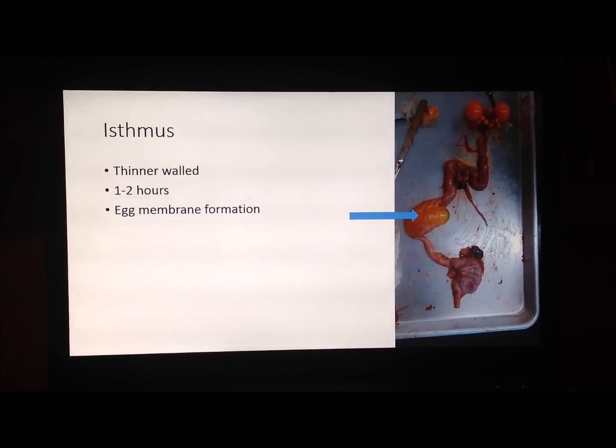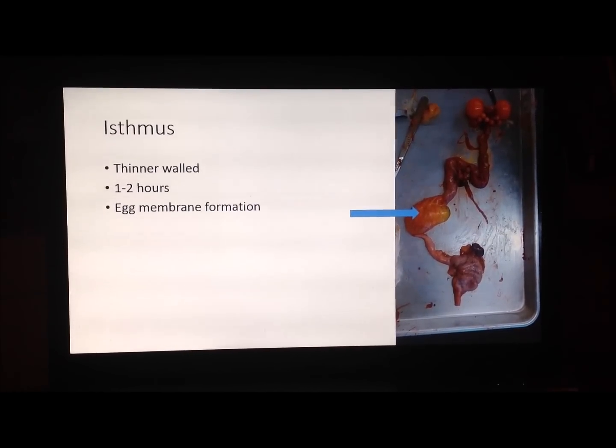The isthmus is a thinner wall where the egg membrane is formed. The oocyte remains there for about 1 to 2 hours.